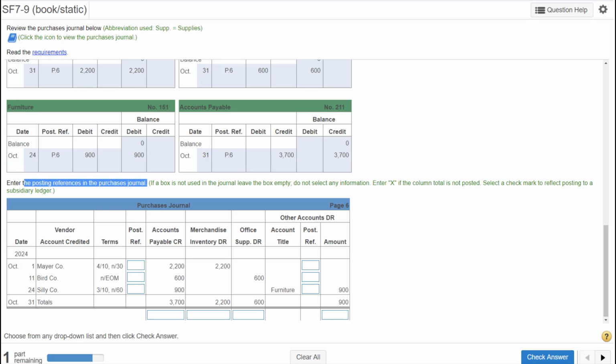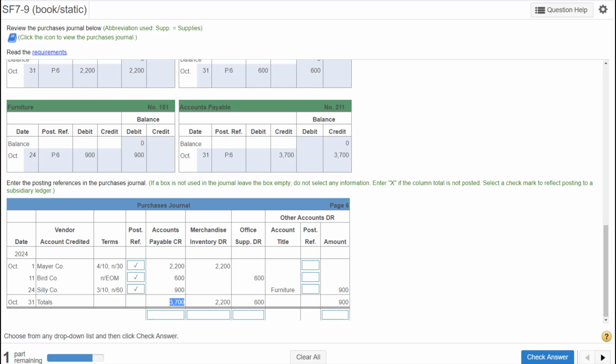So here's our purchases journal. Let's do these in chronological order. At the end of the day on October 1st, we would have posted this to the subledger, and when you post to the subledger, it's a check mark. On the 11th, you would have posted this to the subledger, check mark, and the $900 would be posted on the 24th to the subledger as a check mark. Again, these posting references are to remind you and other people that this $2,200 has been posted. Don't go and post it again.